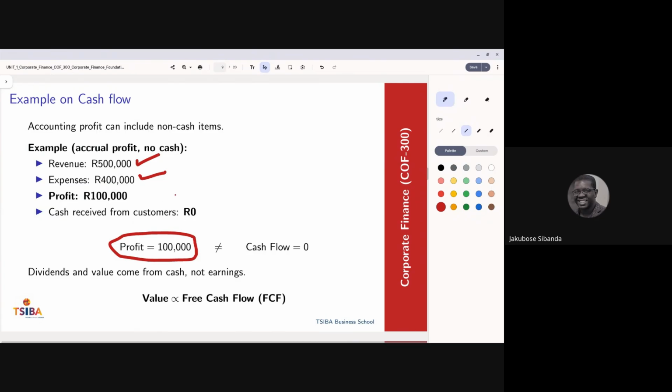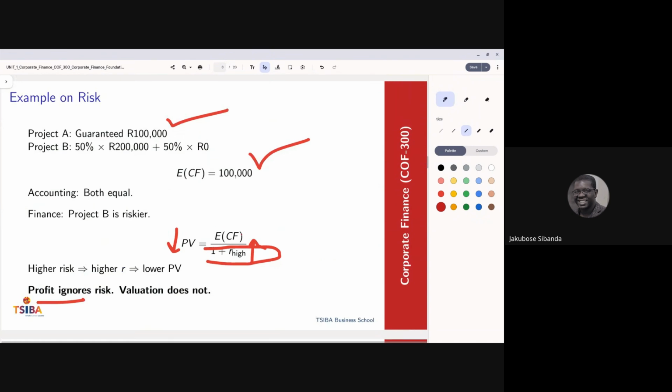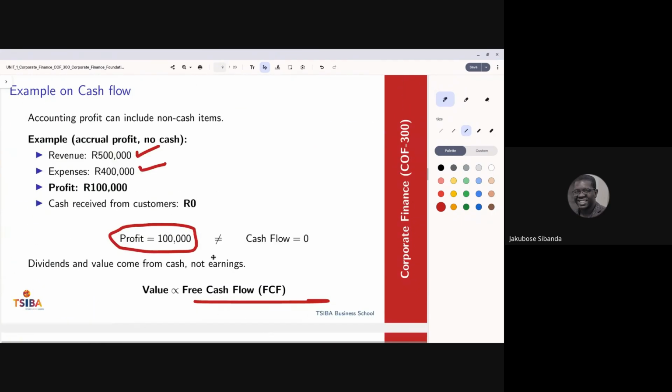But what are the cash flows? We don't know. The cash flows are 0 because profit is not equal to cash flows. So dividends and value come from the cash, not earnings. So value is directly proportional to cash flows, because we can see from our equation here that value will be in direct proportion to cash flows, but inversely proportional to risk. Right.